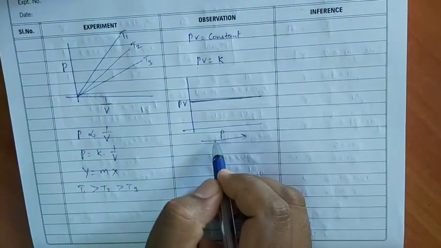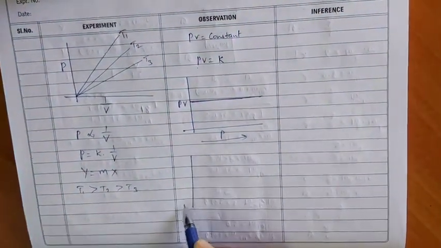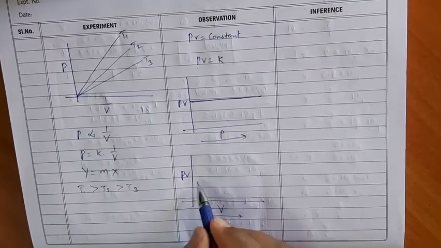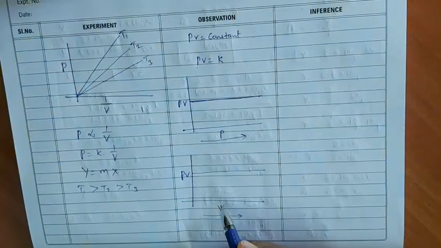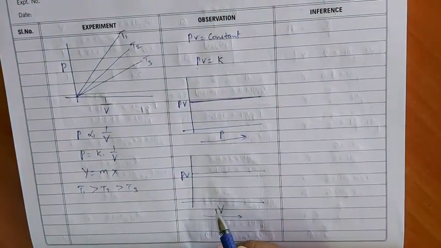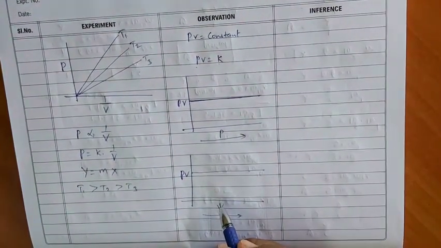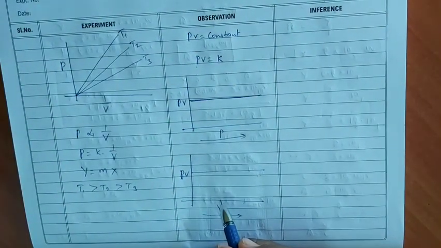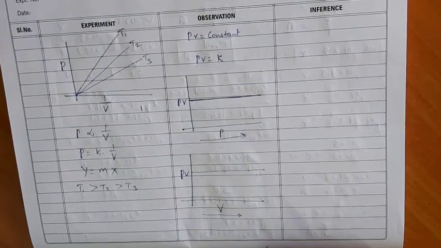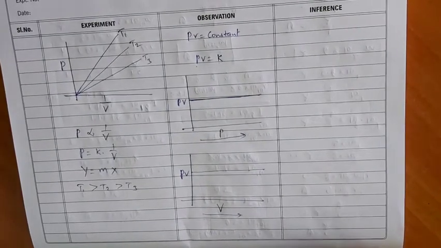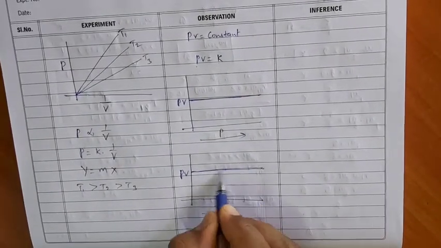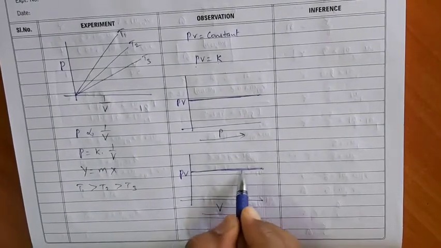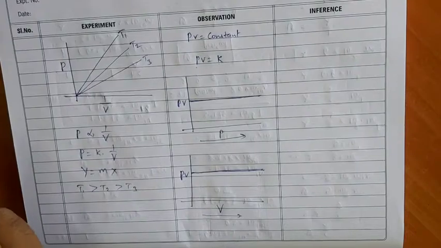Not only this one, ma, even we can consider another graph, PV versus V. That also we will get straight line only parallel to x-axis. Is it okay? Why we got this parallel to x-axis? See, even though volume is getting changed, PV value will not be changed, meaning PV is equal to constant.